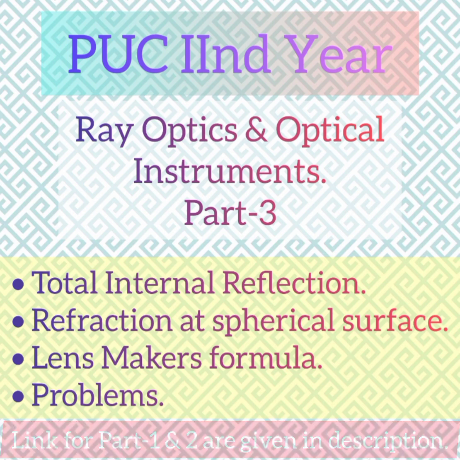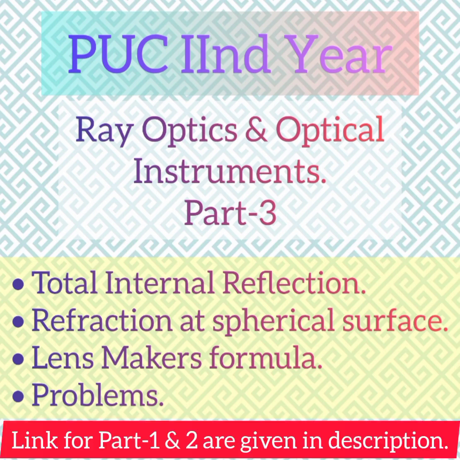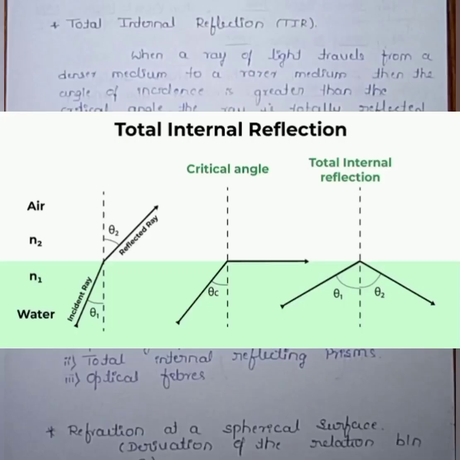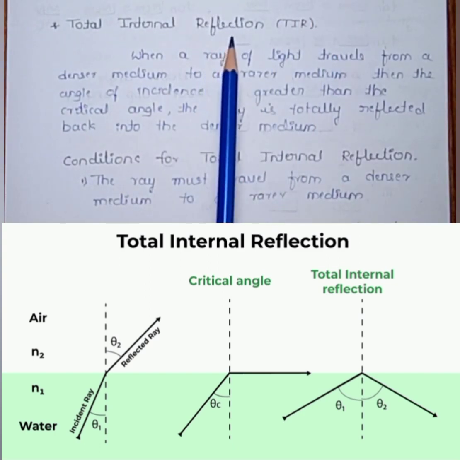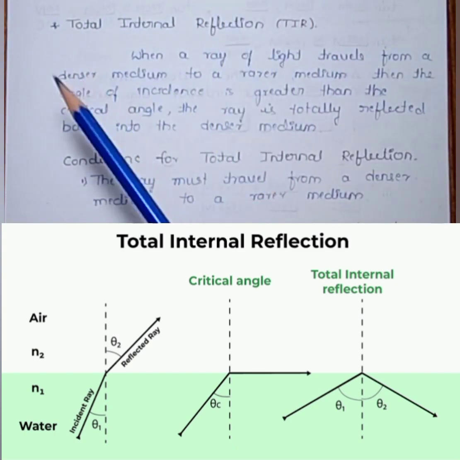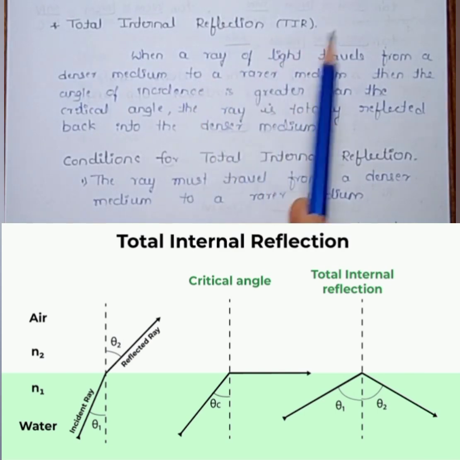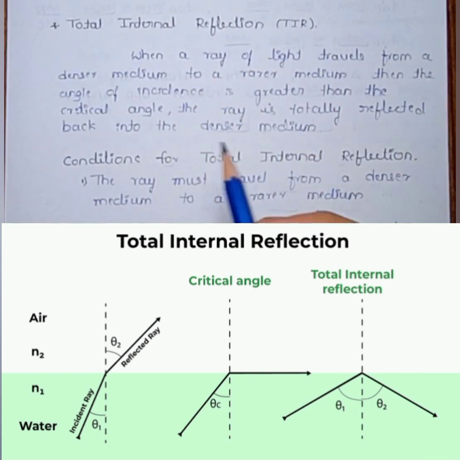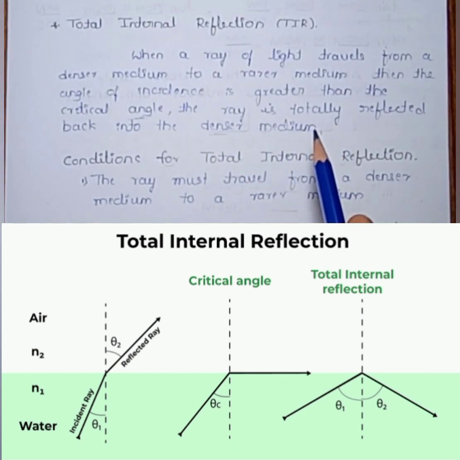First of all, what we have to know? That one is total internal reflection. What do you mean by total internal reflection? When a light ray travels from one medium to another, from a denser medium to a rarer medium, and the angle of incidence is greater than the critical angle, what happens? The ray of light is totally reflected back into the same denser medium. Then it is said that the ray is totally internally reflected by that surface.